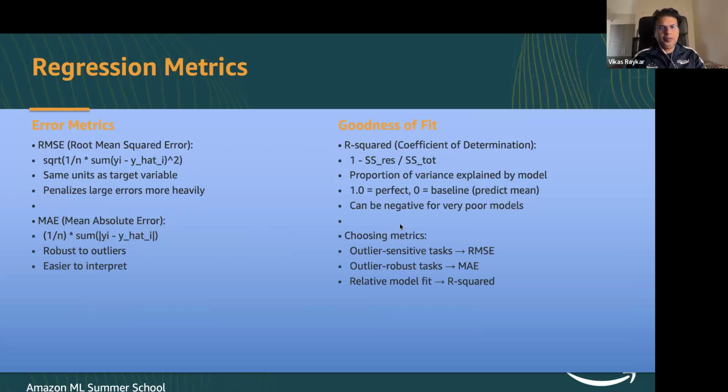Regression metrics are fairly straightforward. So I think it's almost equivalent to the loss functions. The first one is the root mean squared error, which is the square root of the mean squared error. Second is the mean absolute error, where you take the mean of the absolute error. And there's also something called the goodness of fit, which is the R squared, which considers the proportion of the variance explained by the model.